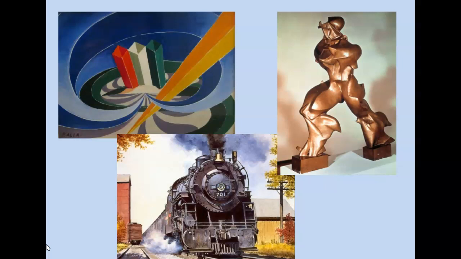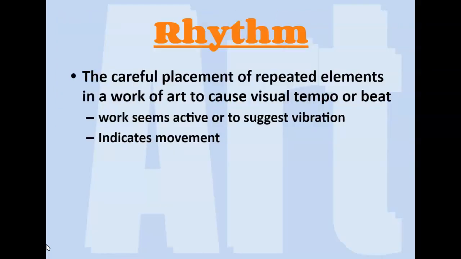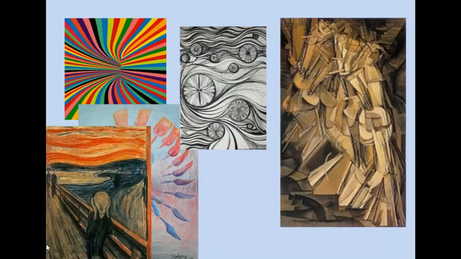If you were to remove the steam from the bottom of the train and the smoke coming out of the smokestack of the train, then it would look like it's standing still. And we have rhythm. Rhythm is a careful placement of repeated elements in a work of art to cause visual tempo or beat. It gives us a sense of activity, a sense of vibration, and it indicates movement as well. In each of these images, you can see movement with the use of line and the use of color.